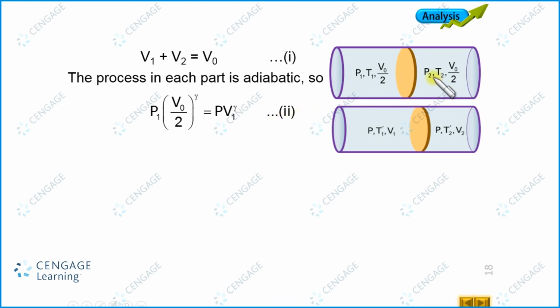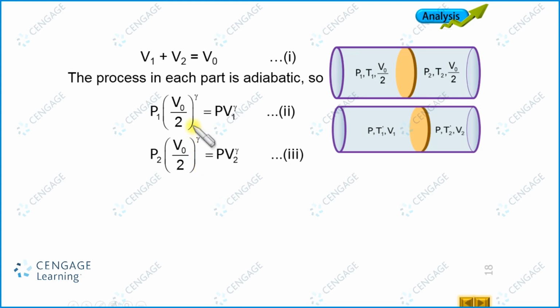Similarly, we can write the adiabatic equation for the right hand side part. Initial pressure is P2. Initial volume is V0 by 2. P2 multiplied by (V0 by 2) to the power gamma equal to P multiplied by V2 to the power gamma. This is the third equation. And here we can do one thing.